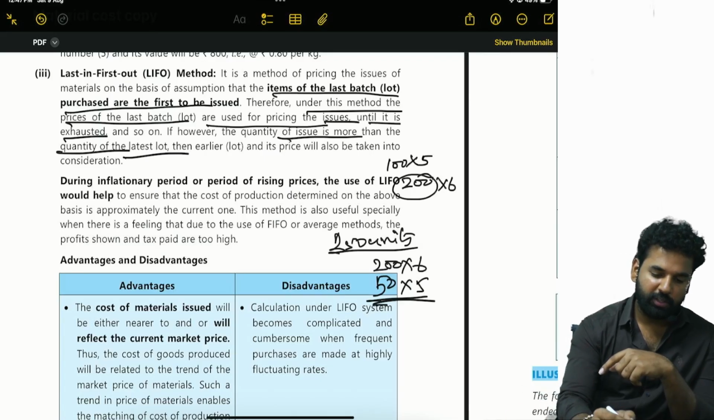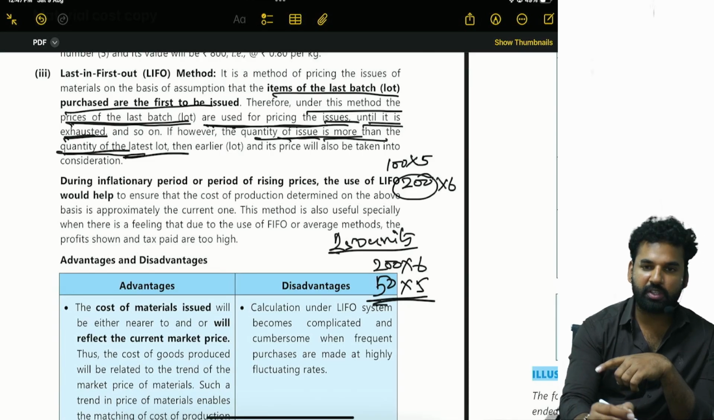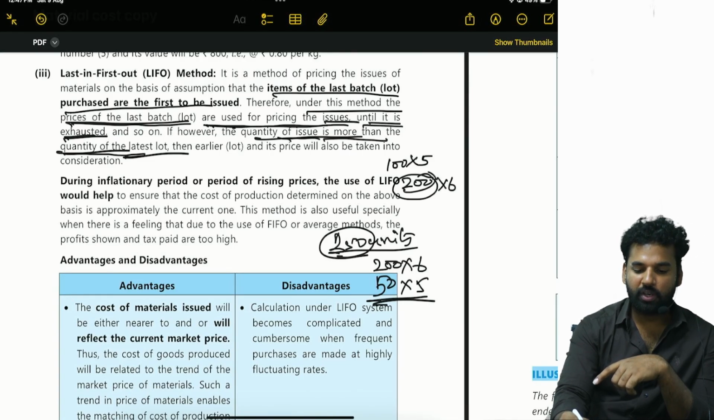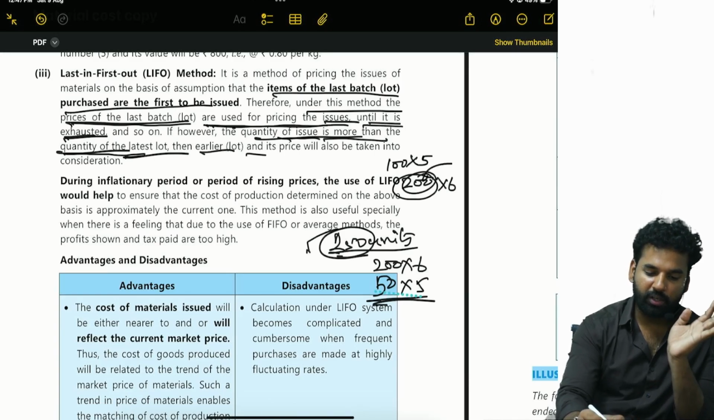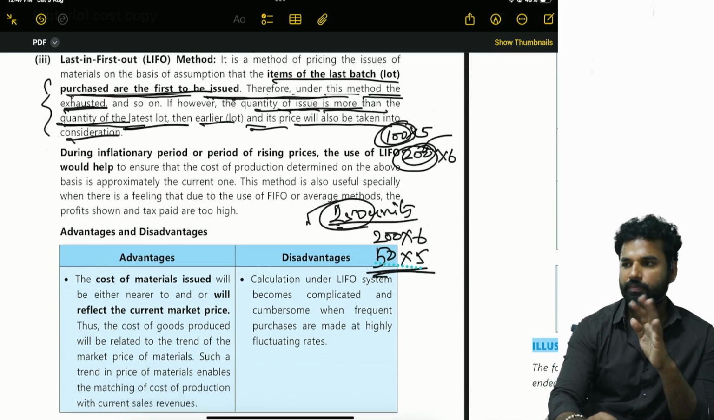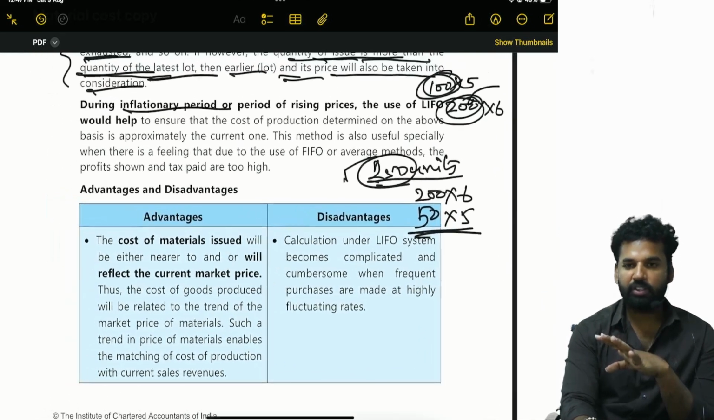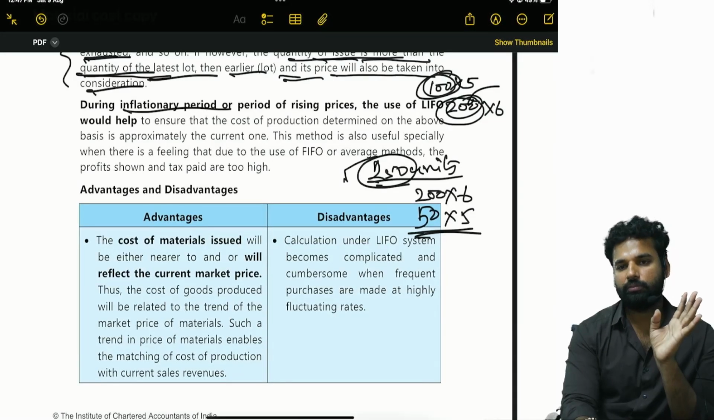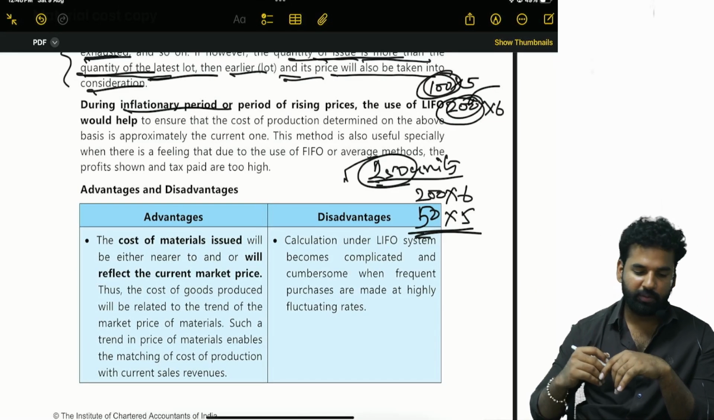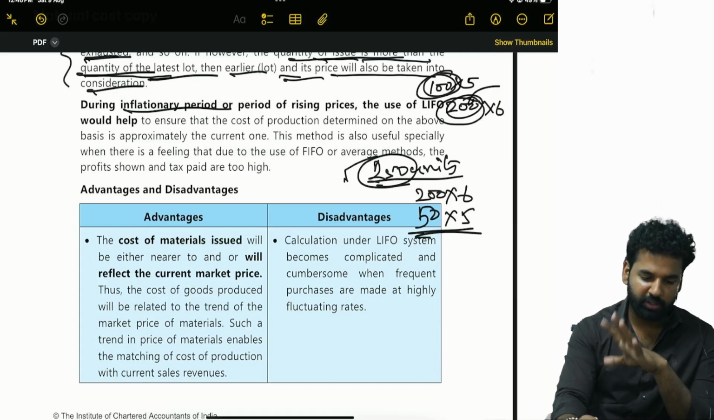So under this method, the prices of the last batch are used for pricing the issues until it is exhausted and so on. If however the quantity of issue is more than the quantity of the last lot, issue is 250, last lot quantity is 200, so issue is more than the last lot, then the earlier lot, that is the 100 units lot, and its price will also be taken into consideration. Got this? Okay. So during an inflationary trend, what is the advantage? Market prices will be taken into account because we are going in the descending order.